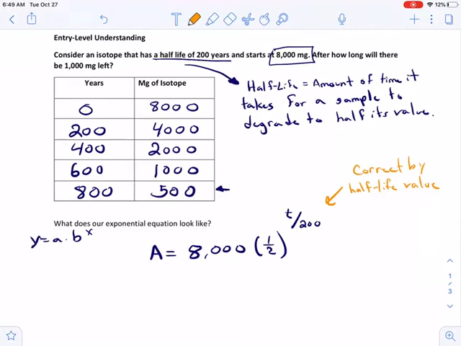So to answer the question up top, how long will there be 1,000 milligrams left? There's 1,000 milligrams at 600 years. So we can answer that as we need be, but the important part is really the equation that we came up with here. So this equation could be used in this particular situation.